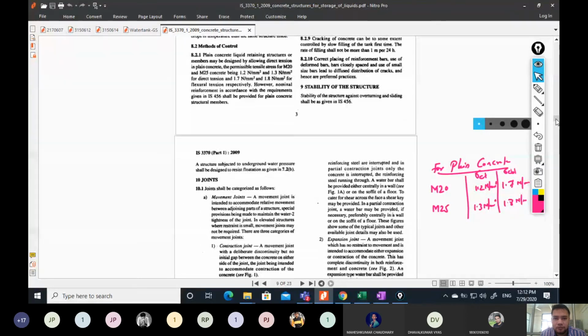Then the stability of the structure. The stability of the structure against overturning and sliding shall be given in IS 456. So the clauses given in IS 456 for the overturning and sliding stability check, same shall be followed here.